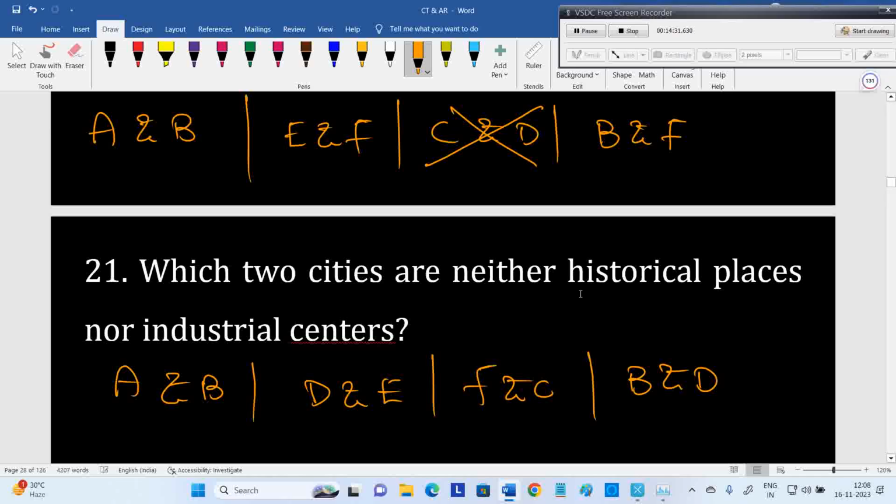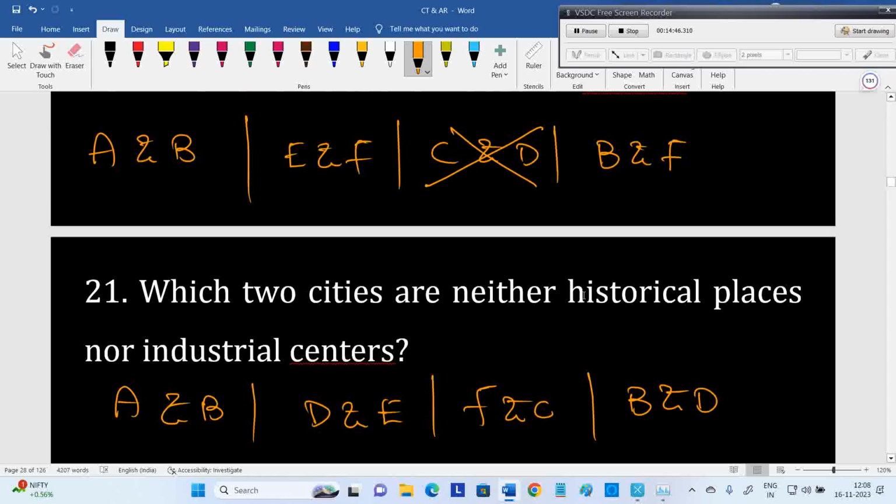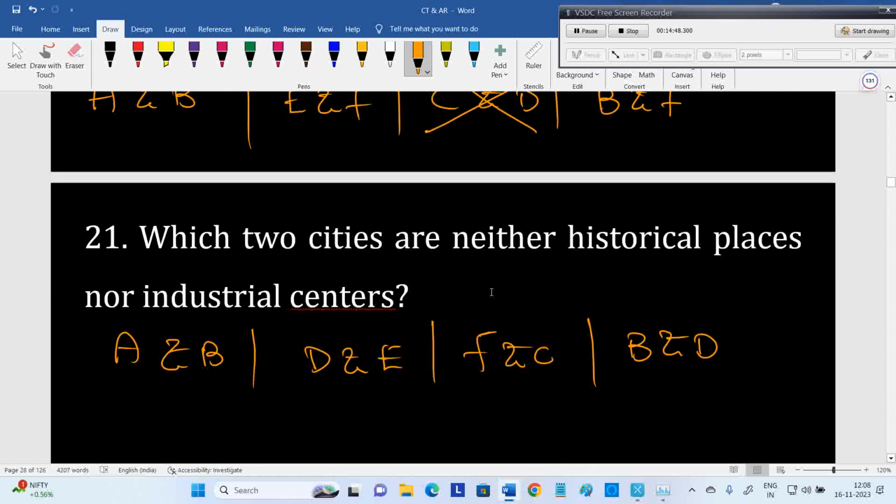What about this one? Neither historical nor industrial centers. Maybe if you decide this, then we can. It is with questions only that we are able to run the show. Okay. Before going for this 20th, let's complete this 21. Neither historical nor industrial. It should be in neither of the two. A and B, D and E, F and C, B and D also there. Which one?